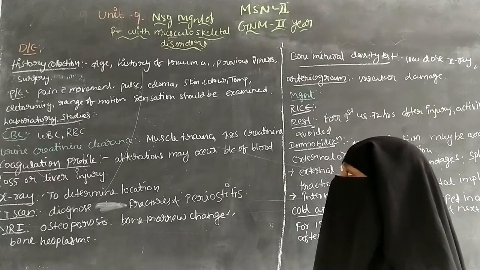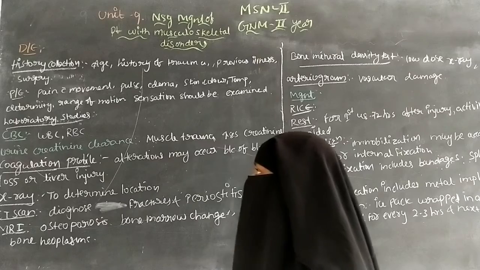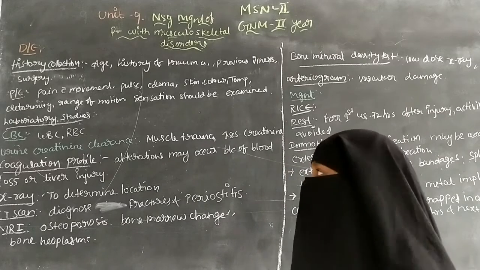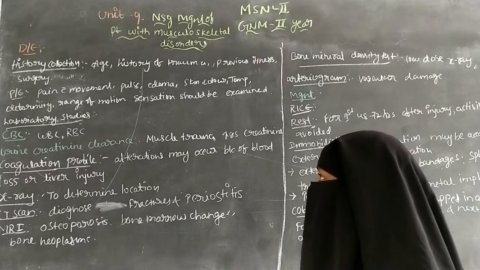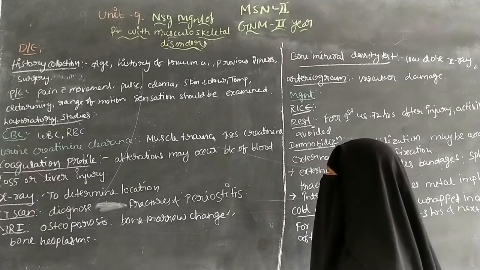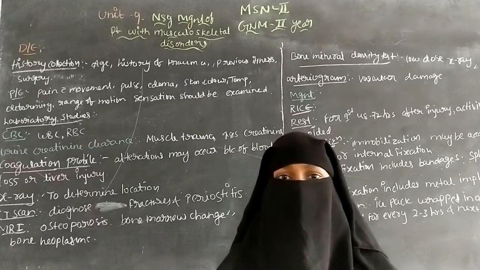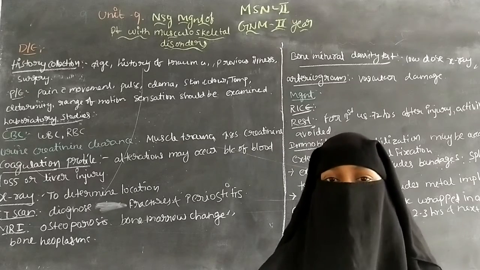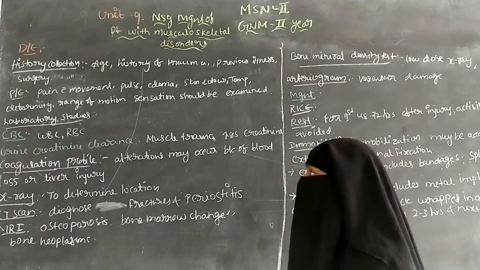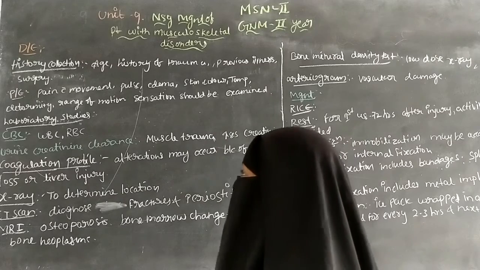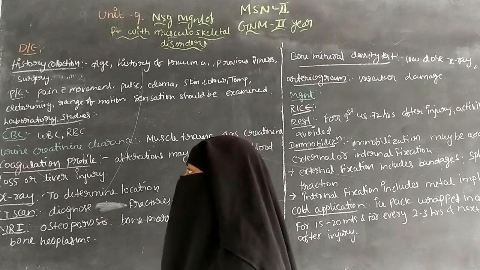The nurse also assesses the temperature of the patient, the deformity and the range of motion, that is, whether the patient is able to move the legs or not. And the sensation should be examined, whether sensation is present at the fracture site or not. So that is about the physical examination and the history collection.